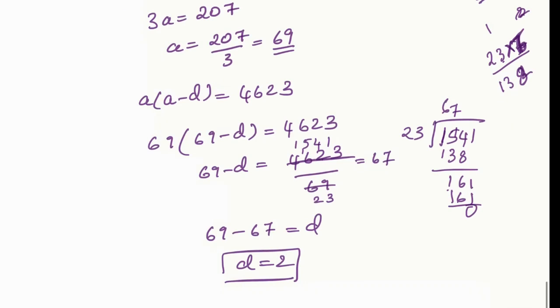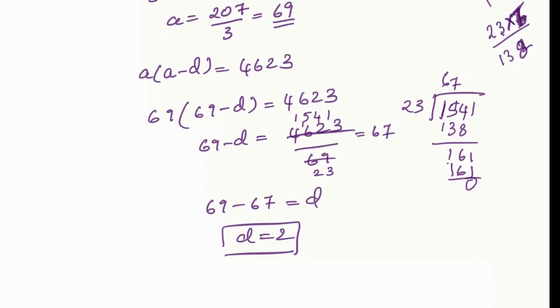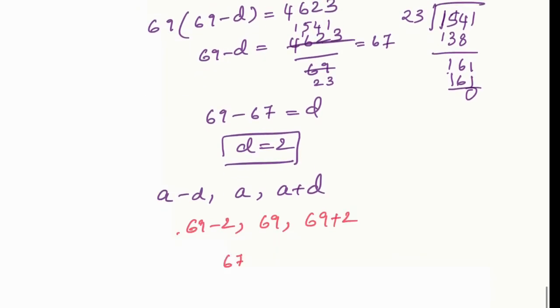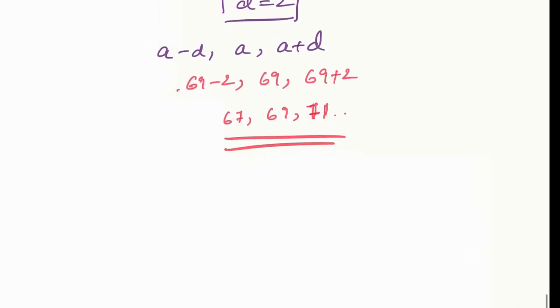So you need to find the numbers, right? a is already there, 69. So what are the numbers? a minus d, a and a plus d. So let us write the answer. a minus d, that is 69 minus 2, 69, 69 plus 2. So what are the numbers? Numbers are 67, 69 and 71. Okay. These are the 3 numbers. Hope it's clear to you all.